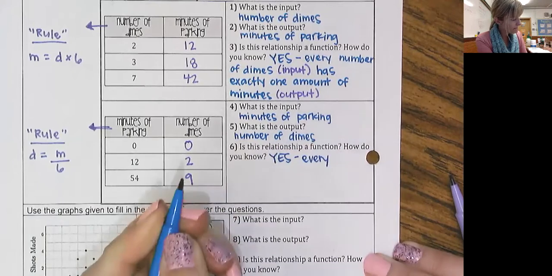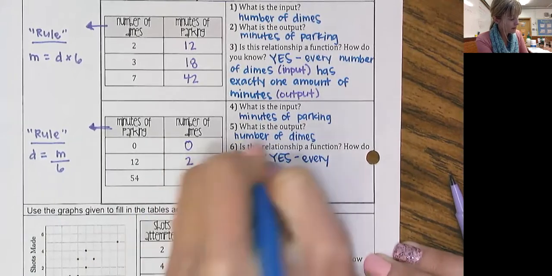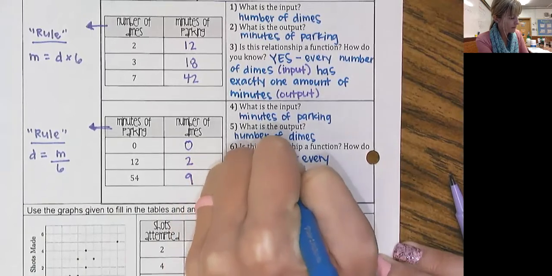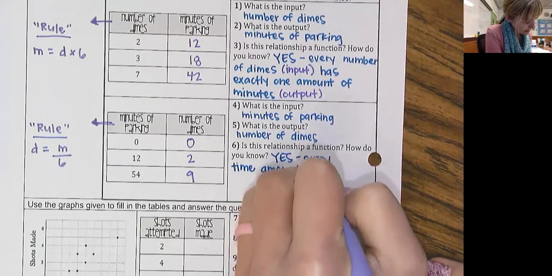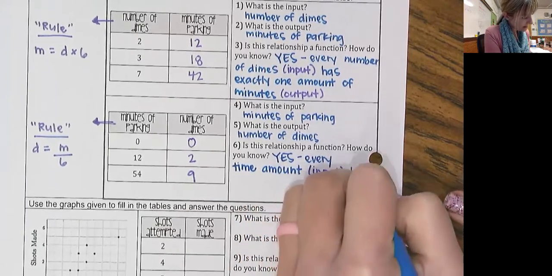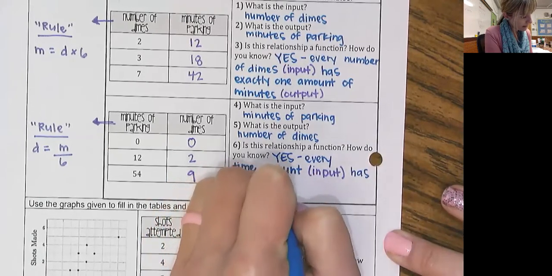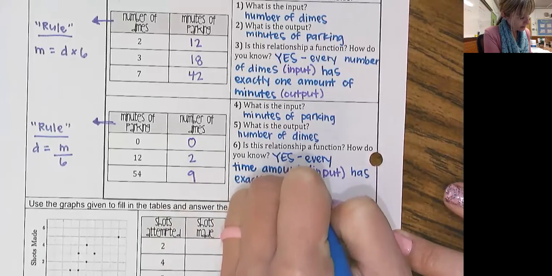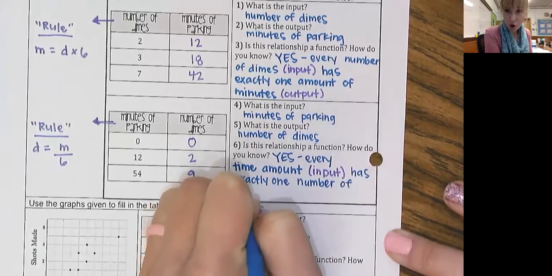every amount of time, which probably would have made more grammatical sense, but in this case it was the input, has exactly one number of dimes. You still know what you're going to get.